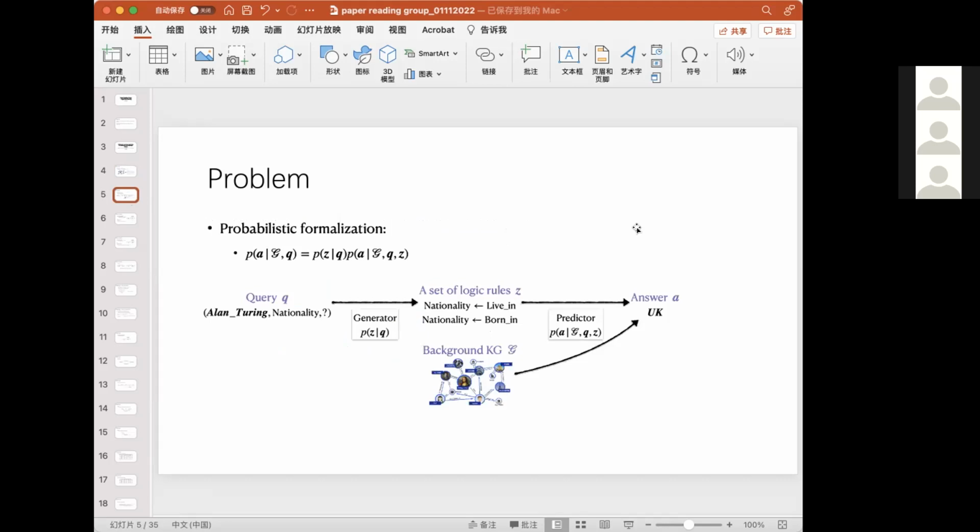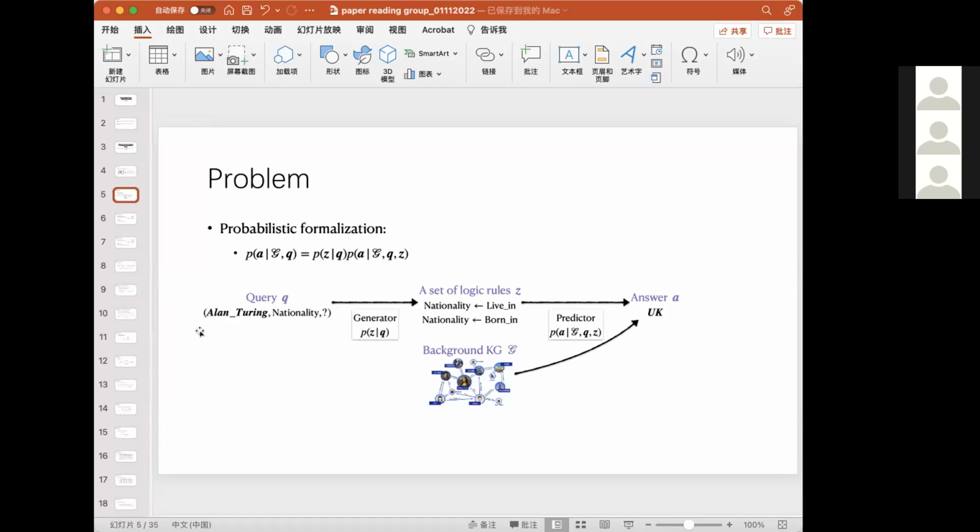First of all, we would like to formalize the logical rule learning problem in a probabilistic way. The idea here is that given a query, for example with the head entity Alan Turing, we would like to know his nationality. The goal is to infer the tail entity, which is the nationality of Alan Turing.